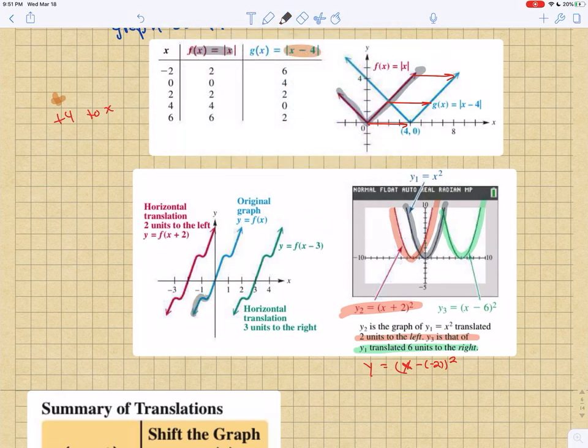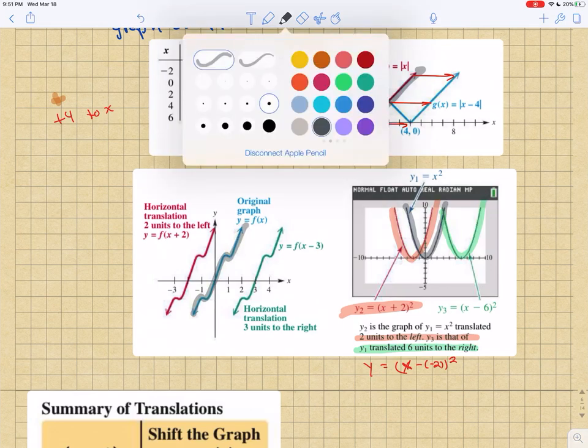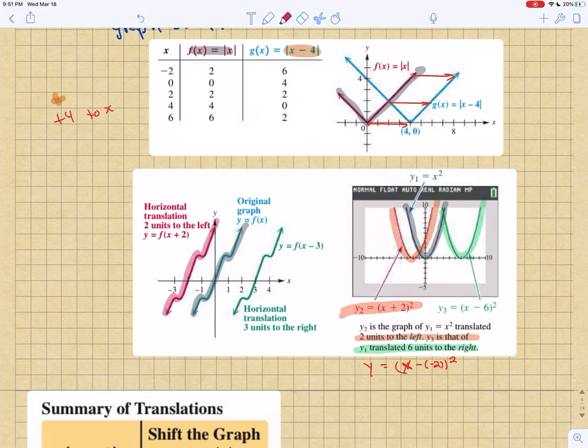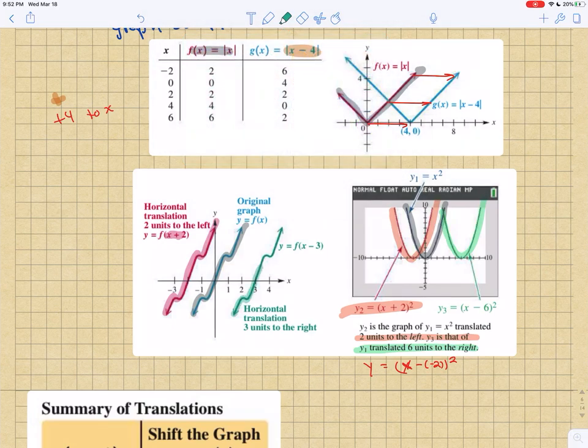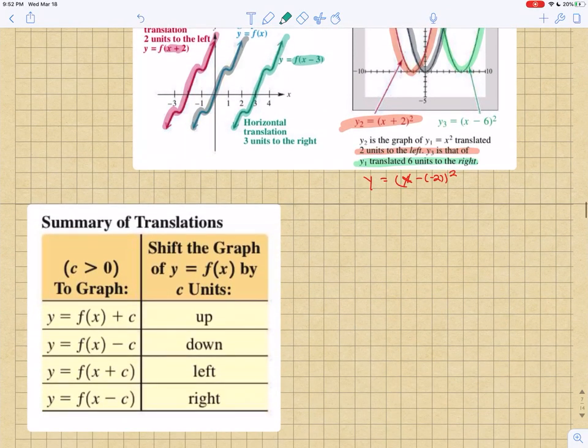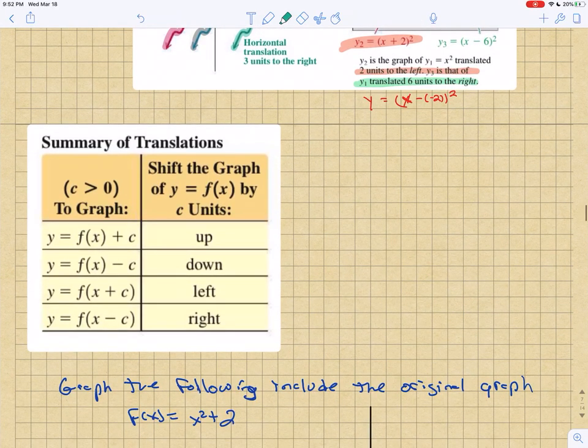Here's another set. Here's the original function, y equals f of x, in red. This is y is equal to f of x plus 2. Again, x plus 2 is inside the function. X plus 2 means subtract 2 from all my x values, or translate it 2 units to the left. In this function, y equals f of x minus 3. X minus 3, again, inside, horizontal. X minus 3 says move to the right 3 units, so I'll add 3 to all my x values. And that's how that's done.